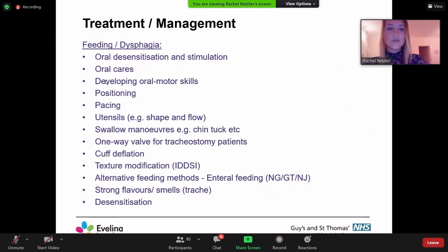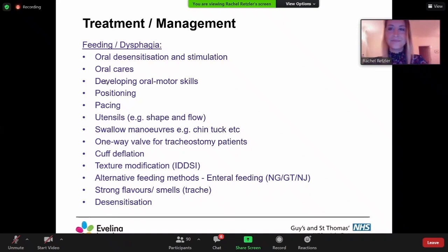For our tracheostomy patients, we may consider the benefits of a one-way phonation valve if they're appropriate for an assessment. We may look, as an MDT, at whether a child can tolerate cuff deflation if they have a cuff and need a cuff. We're going to look at IDDSI for texture modification, fluid modification, and at whether a child needs enteral feeding, such as a nasogastric tube or gastrostomy, and whether a child needs changes to the types of foods they're having, possibly needing changes in flavors or smells. So lots of different things that we can do as SLTs to help our patients.